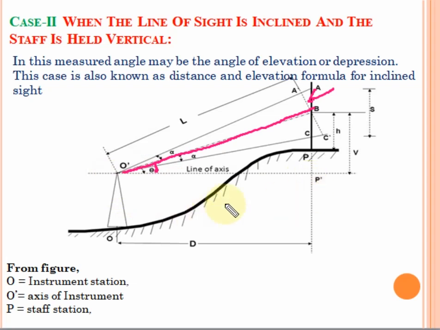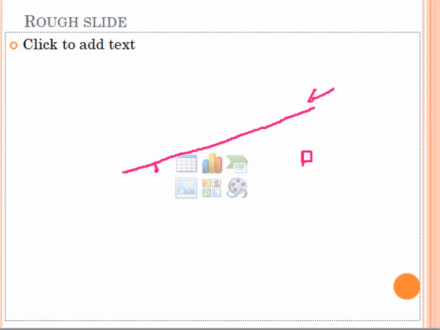So how can you find out that formula? See here, O is the instrument station, O dash is the axis of the instrument, and P is the staff station. This case happens in the case of a hilly station. I can draw one rough figure so you can better understand. Let us see.